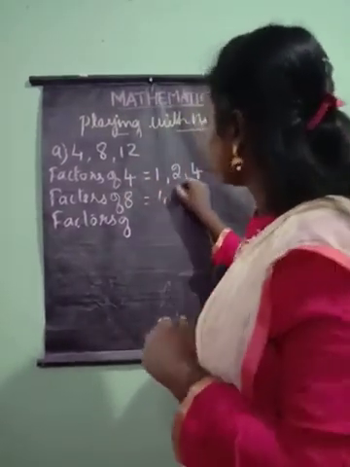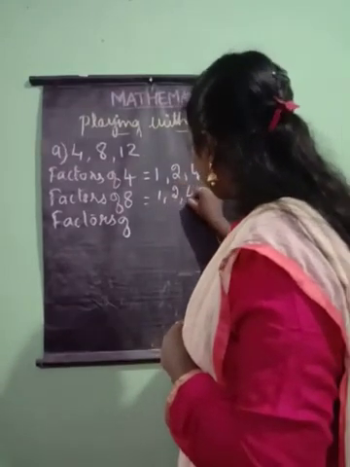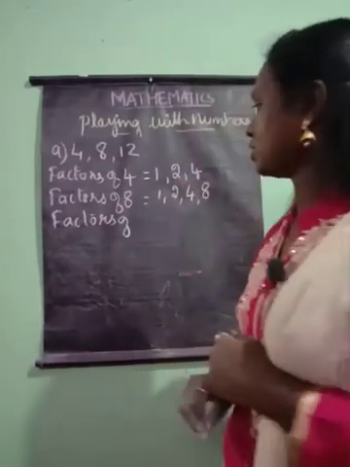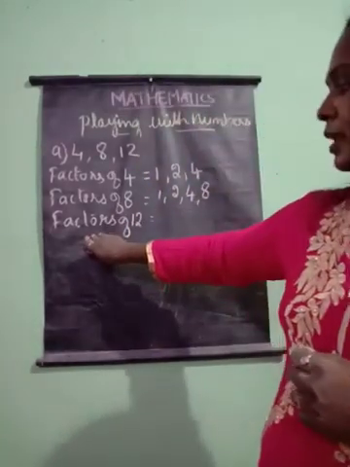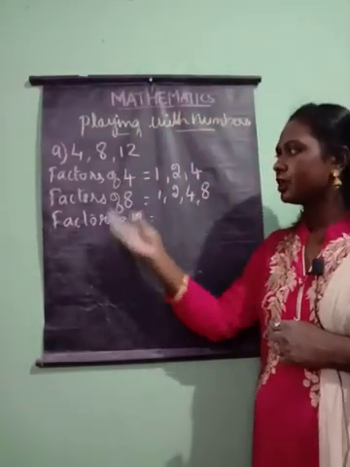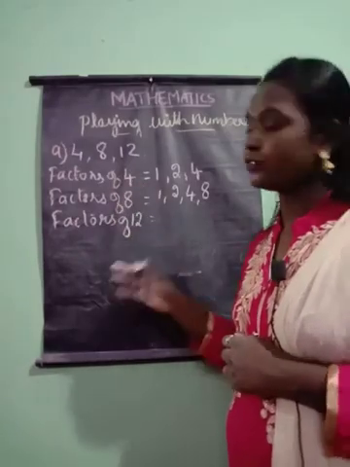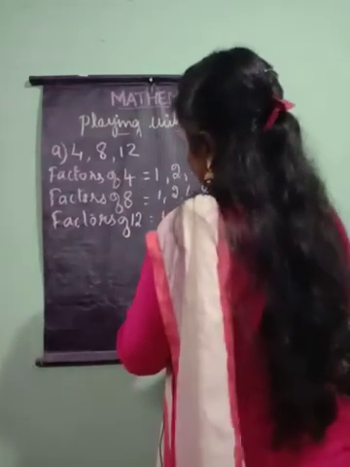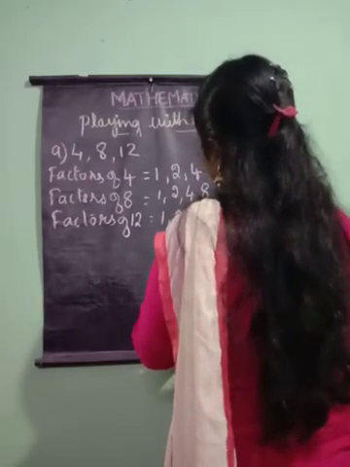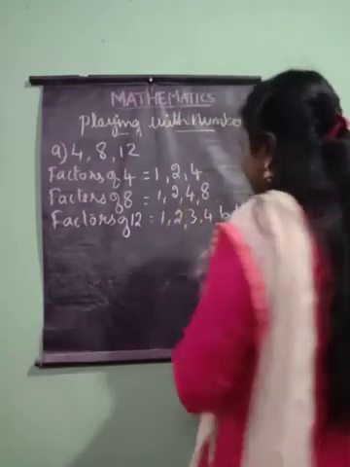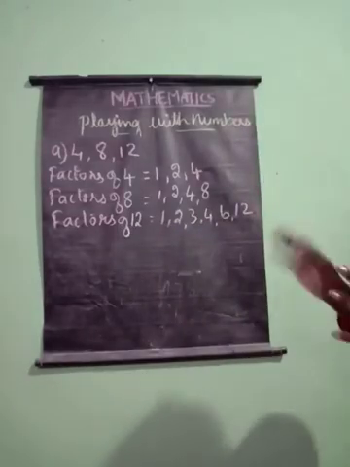So 1, again 2, 4, 8. Next 12. As there are 3 numbers, we have to write the factors of 4, the factors of 8, and the factors of 12 individually. So again 1, 2, 3, 4, 6, 12. There are many factors for 12.